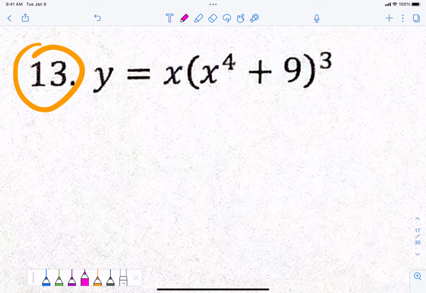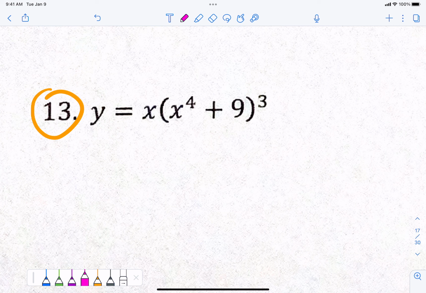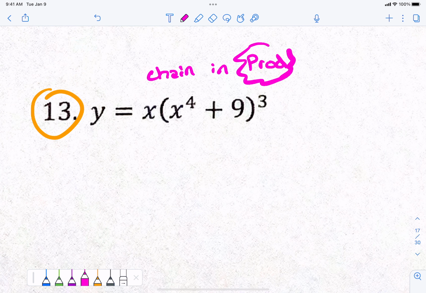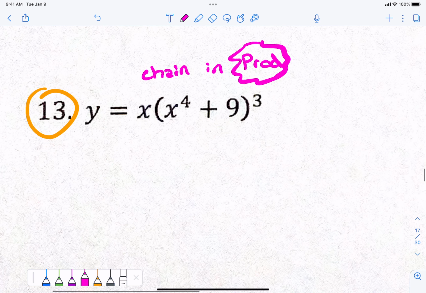So here we go, 13. 13 is a what inside of a what? A chain inside of a product. So the overlying rule is the product rule. So we're going to start with the product rule: F prime G plus G prime F.